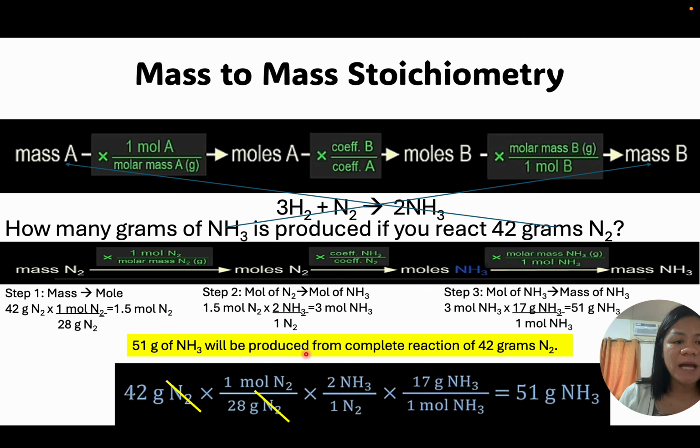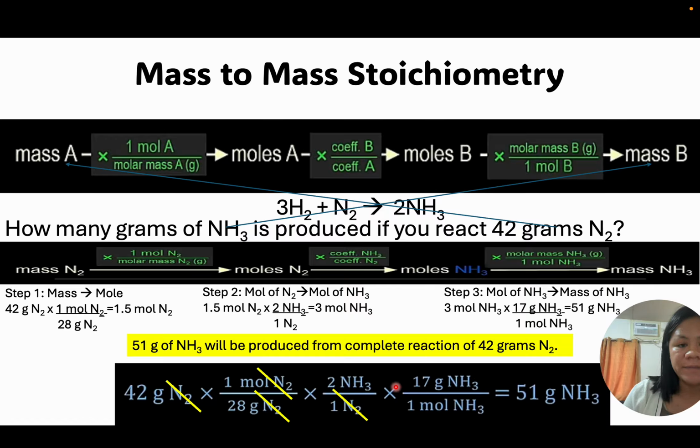Next, in step 2, we convert the 1.5 moles of nitrogen into moles of ammonia. In order for us to do that, we have to look at the equation. So here on the equation, we only look at the nitrogen and the ammonia. The reason for this arrangement is for us to cancel the nitrogen. So it cancels again.